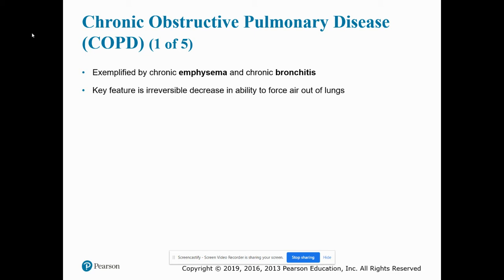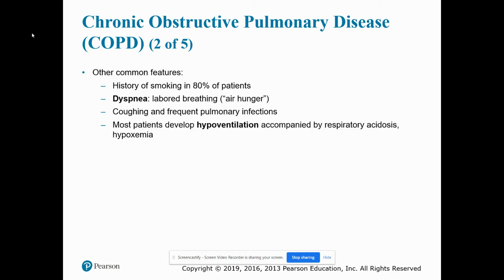emphysema and chronic bronchitis. The key feature is irreversible damage in the ability to force air out of the lungs. Other common features include a history of smoking in 80% of patients, dyspnea or labored breathing, coughing and frequent pulmonary infections, and most patients develop hypoventilation accompanied by respiratory acidosis and hypoxemia. Remember, hypo means below, so they're not ventilating properly.